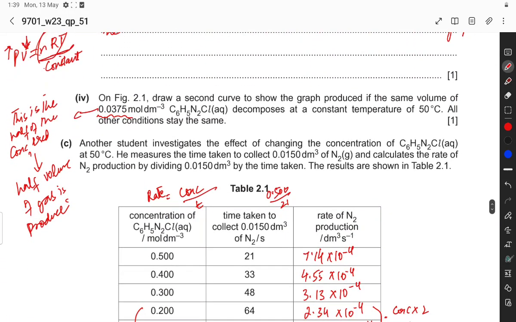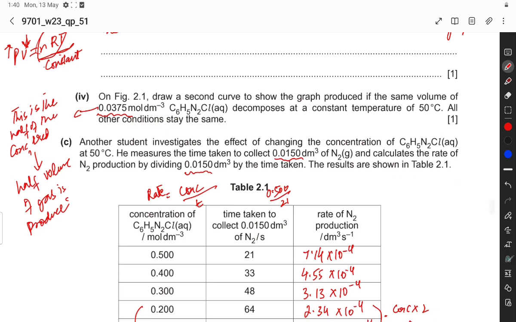Another student investigates the effect of changing the concentration of C6H5N2Cl, phenyl diazonium chloride aqueous, at 50 degrees centigrade. He measures the time taken to collect 0.0150 dm cube of nitrogen and calculates the rate of nitrogen produced by dividing 0.0150 dm cube by the time taken. The results are shown in table 2.1.